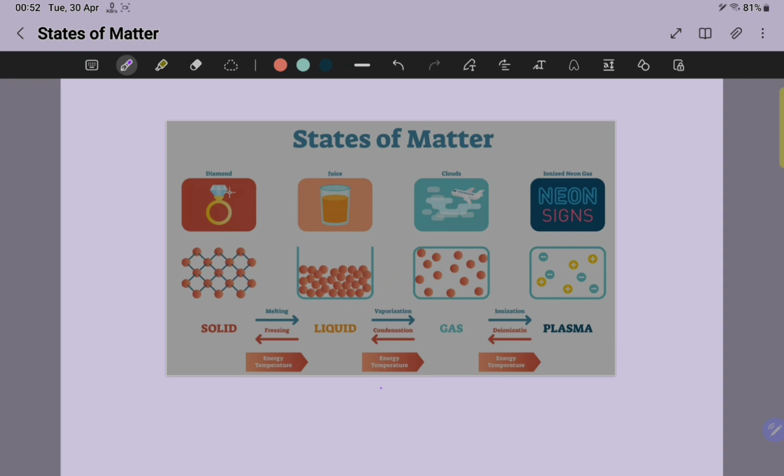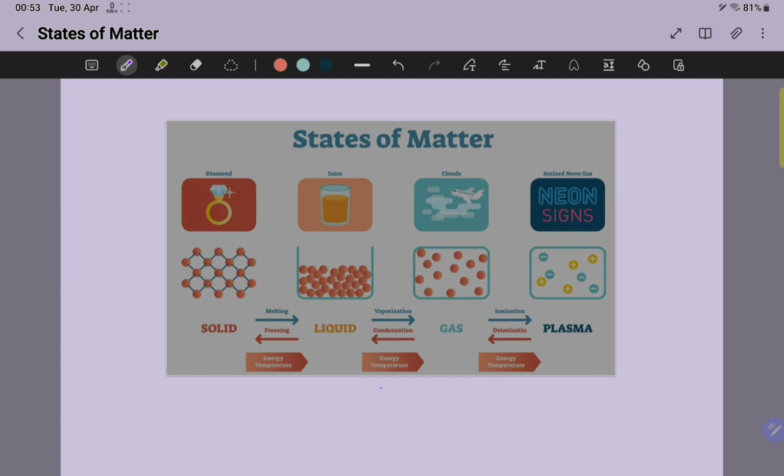Rather, they take the shape of the container in which liquids are put. For example, the juice. The juice inside the glass is example of liquid, whereas this glass is example of solid.